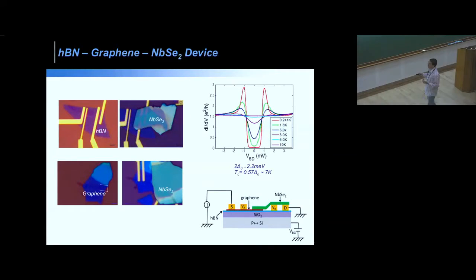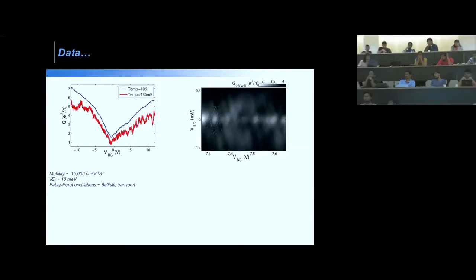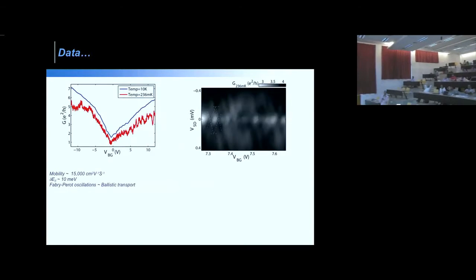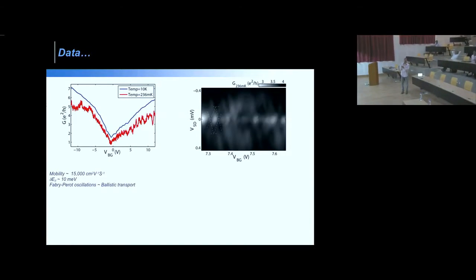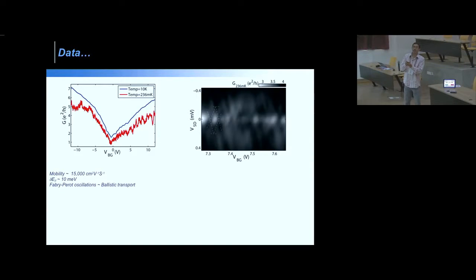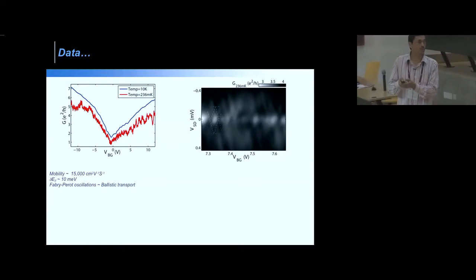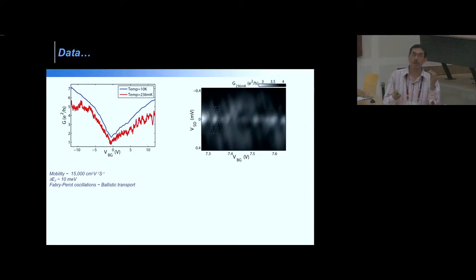So we do a four-probe geometry to measure the conductance. Here is the typical conductance, how they look. At 10 Kelvin you see the G versus VG of your data, and at 236 millikelvin this is the G versus VG. But one thing I would like to address here is that you see lots of fluctuations, and if you look at the bias and gate voltage dependence, you see diamond-like features, which is characteristic of Fabry-Perot interference. That tells you the device is in a ballistic regime.